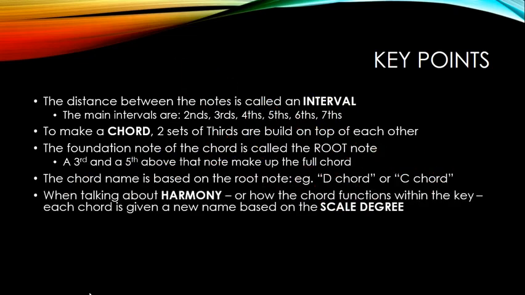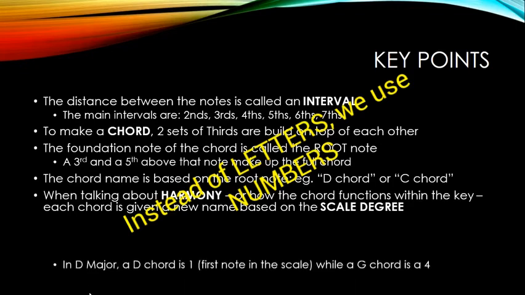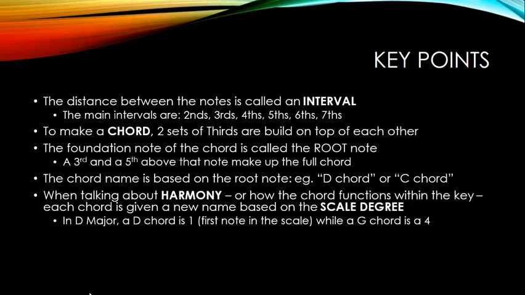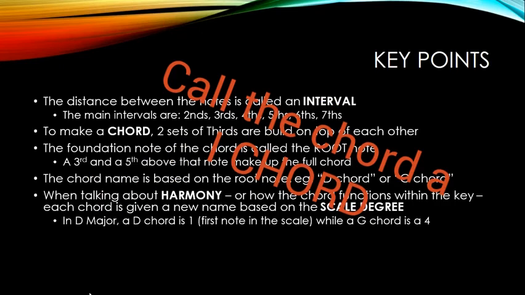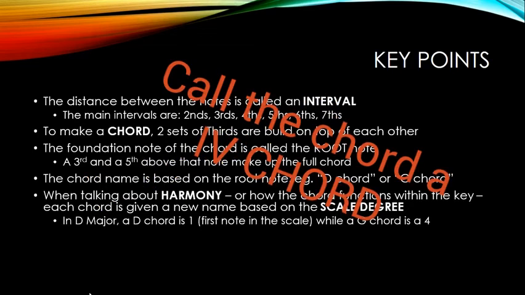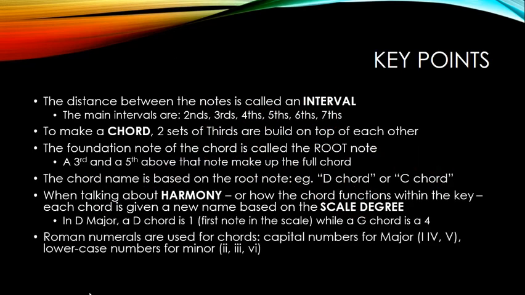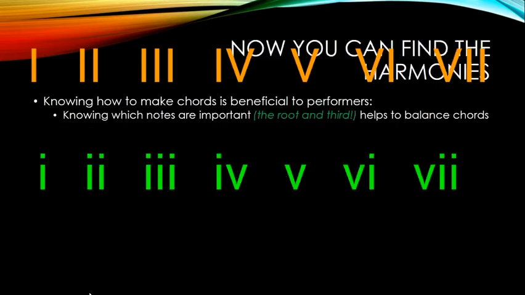But when you talk about harmony, or how the chords function within the key as they relate to each other, the chord is given a different name based on the scale degree. So whatever number the note is in that particular scale. So in D major, a D note is the first note of the scale. A D chord is a 1 chord. In D major, a G note is the fourth note of a scale. So a G chord is a 4 chord. Just lining up numbers and letters. And the only thing that's slightly different is that we use Roman numerals for these chord names. Uppercase or capital Roman numerals for major, and lowercase for minor.